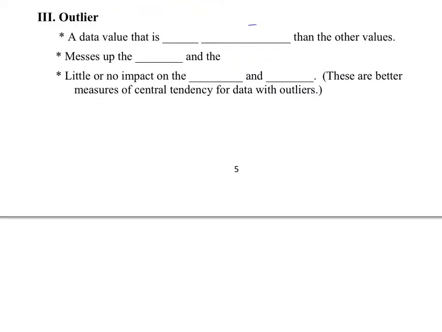Something's an outlier. A data value that is very different than the other values. So if we were talking about ages, I would be the outlier. You guys are all probably within a year or so of each other. Then you throw me in here, my whopping 27 years old.